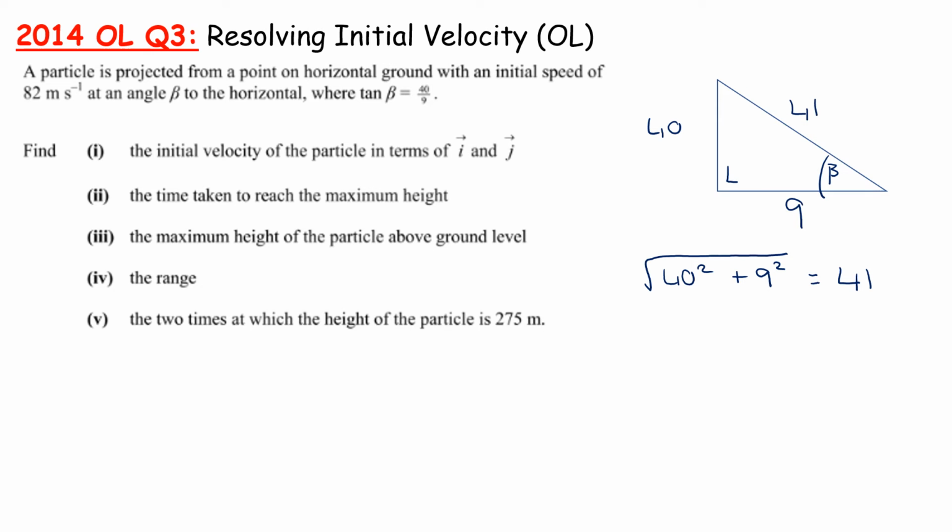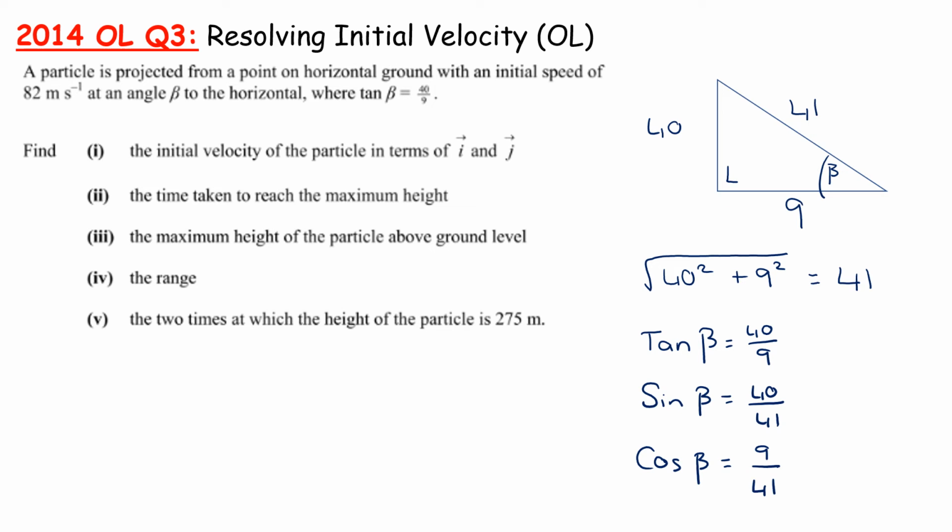Now, what that's actually doing is allowing us to work out the two missing trigonometric functions. I have tan beta, which is 40/9, but now I can get sine beta, which is opposite over hypotenuse, and I can get cos beta, which is adjacent over hypotenuse. So that little piece of work there helped me to work out sine, cos, and, well, I already had tan.